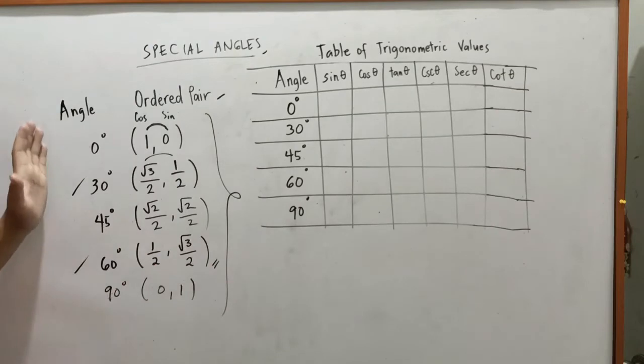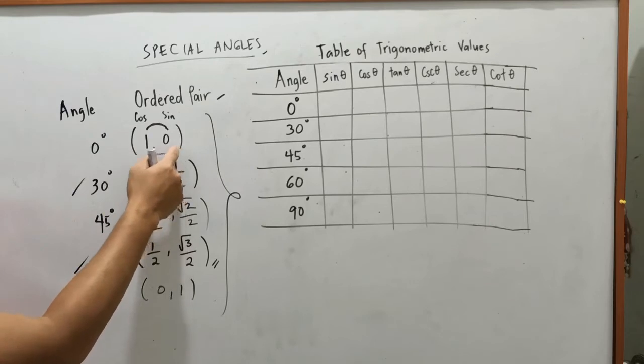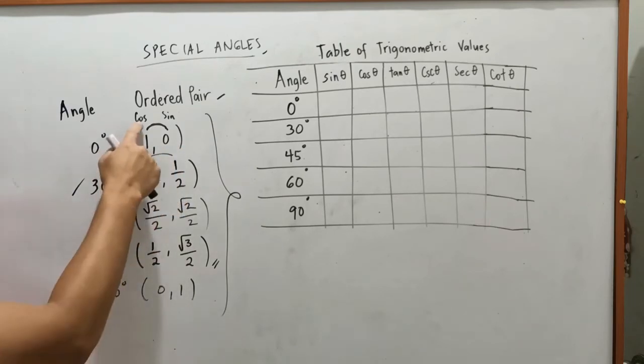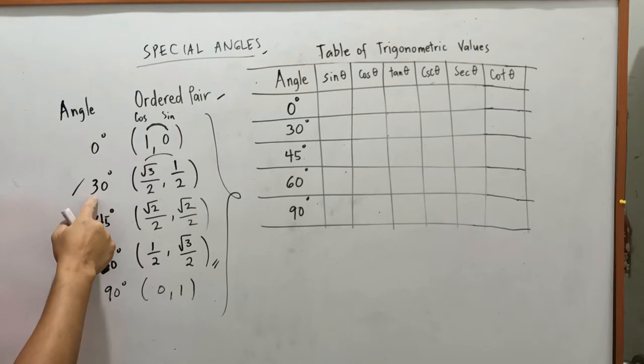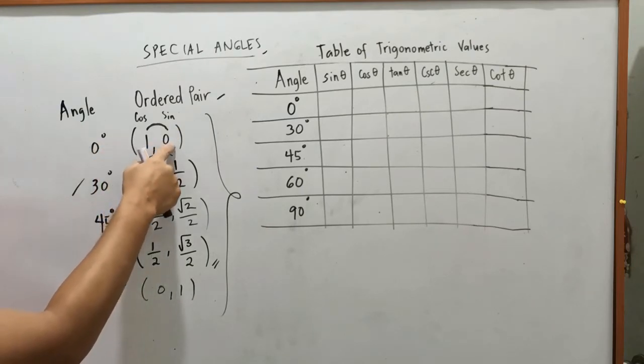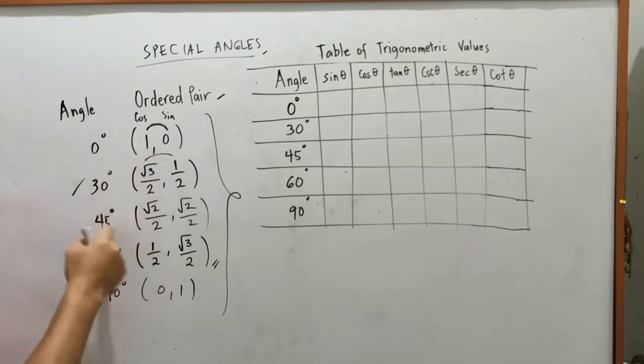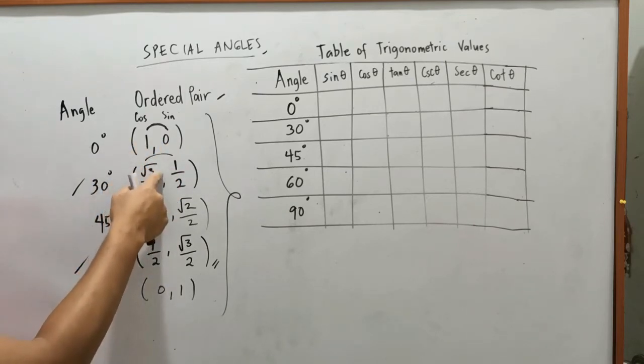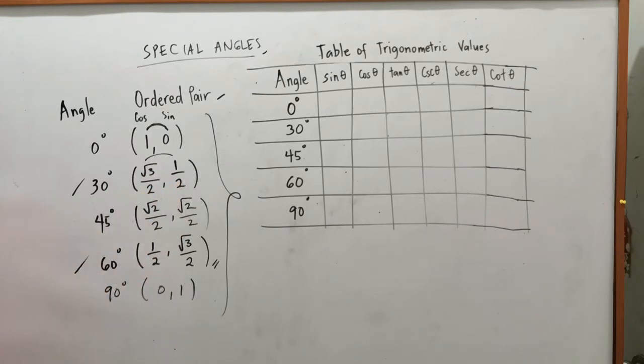Since we're going to refer here to the given coordinates or the ordered pair, cosine and sine. For 0 degrees, the sine value is 0, the cosine value is 1. For 30 degrees, square root of 3 over 2 and 1/2. For 45 degrees, square root of 2 over 2 and square root of 2 over 2. For 60 degrees, 1/2 and square root of 3 over 2. For 90 degrees, we have 0 and 1.